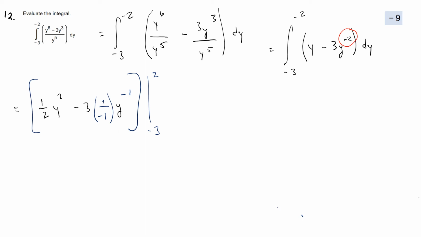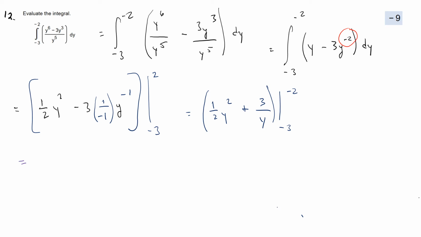Before we plug the numbers in, though, it's best to clean it up some. So we have 1/2 y squared, and then it looks like I could write plus 3 over y. We have that double negative, so I put a plus, and instead of y to the negative 1, it's best to move the y down. It'll be easier to plug the numbers in. And so now I'm going to plug the numbers in. First the negative 2, right? We always plug the top limit in first.